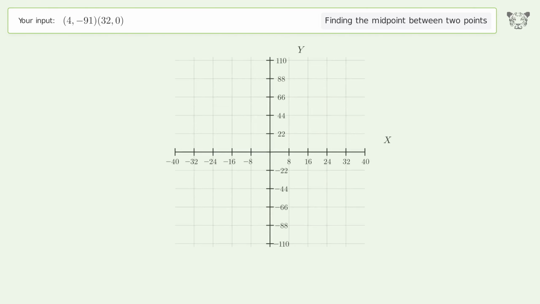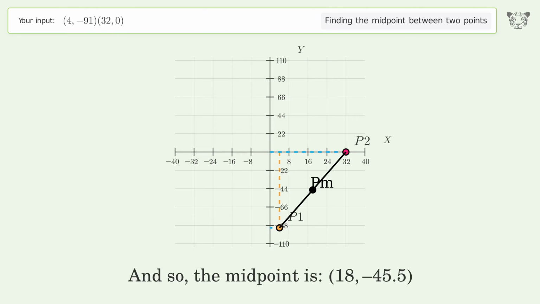And so, the midpoint is 18, negative 45.5.